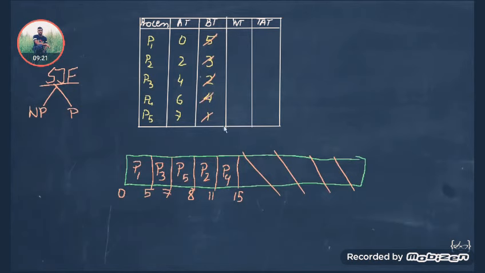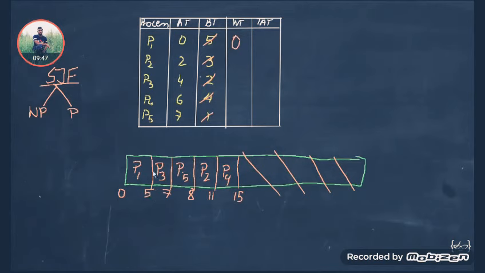Now let's find out the waiting time. As usual, waiting time is always the visiting time minus the arrival time. The visiting time is this for P1, this for P3, this for P5, this one for P2, and this one for P4. So for P1, the arrival time was 0 and the visiting time is 0. So 0 minus 0, waiting time is 0.